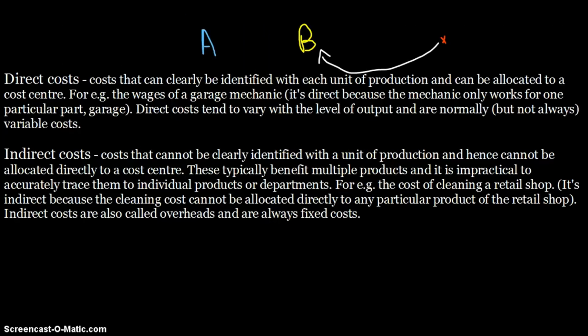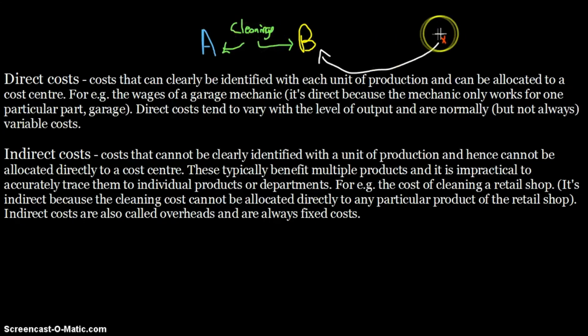We can't say how much of the cost of cleaning is incurred by each factory. We can't just say 50%, 50%, right? Because it is used by both of these departments, both of these factories, both of these cost centers. We can't exactly measure how much cleaning is being done. Because of that, we can't clearly identify which cost center should be allocated how much cost. So that's why it's an indirect cost.